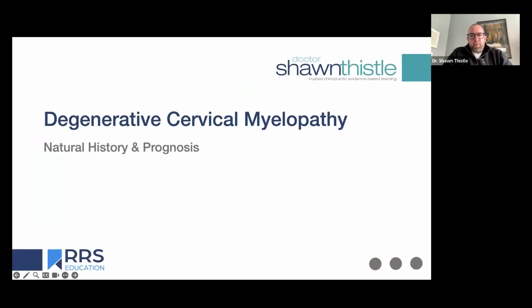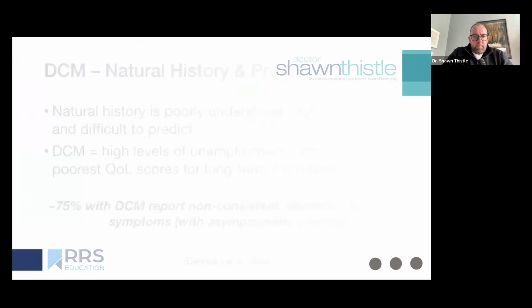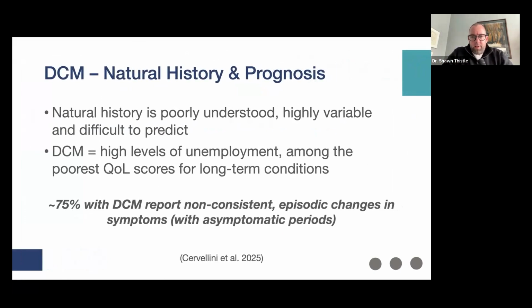So, from a natural history and prognosis perspective, what do we know about what happens to these people? Well, you shouldn't be surprised by now that DCM's natural history is pretty poorly understood, highly variable, and difficult to predict. But what I can tell you is what I mentioned earlier, that DCM comes with very high levels of unemployment, actually. So the younger the diagnosis, the worse this is, of course.